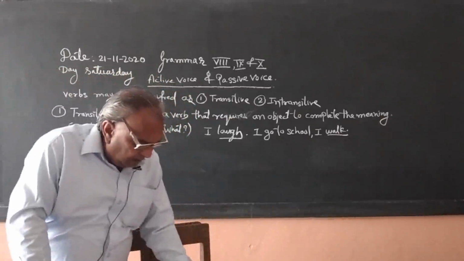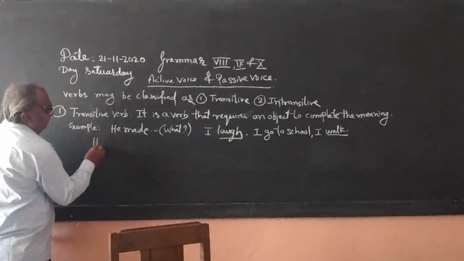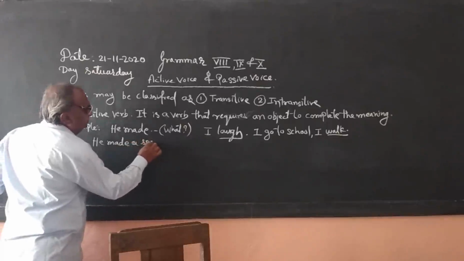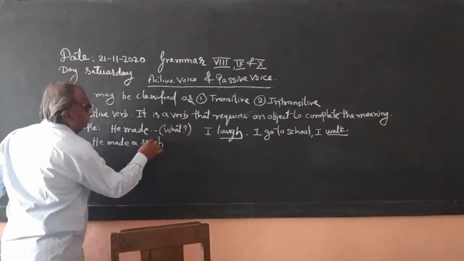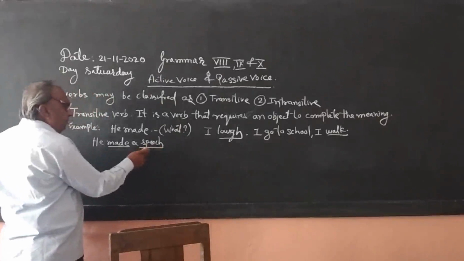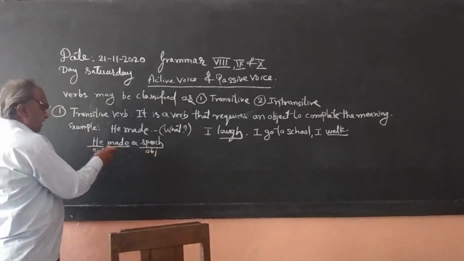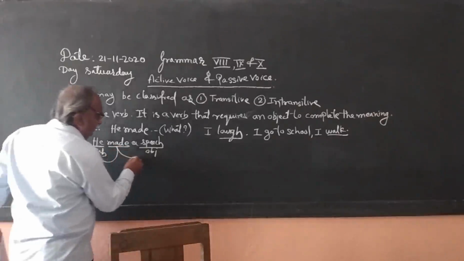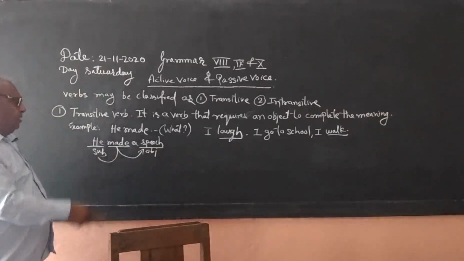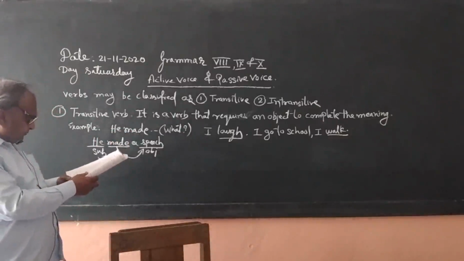Now another example, this example I will continue. He made a speech. He made, what he made? A speech. So here object has come and here subject has come. Subject of the verb is there. Object of the verb is there. When both are there, then this verb becomes transitive verb. Or otherwise, if you make only he made, then it will become intransitive verb.